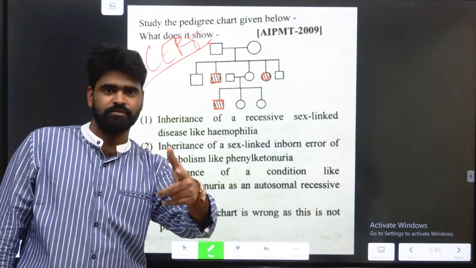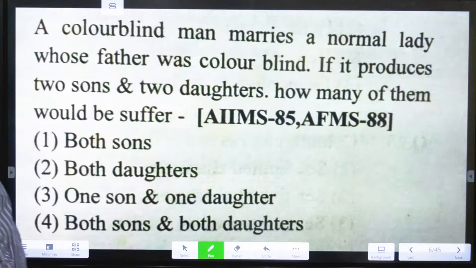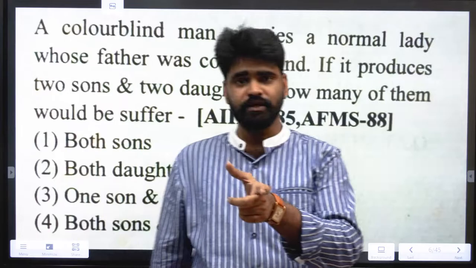Next question: a colorblind male marries a normal lady whose father was colorblind. If they produce two sons, colorblindness is sex-linked. Everyone?